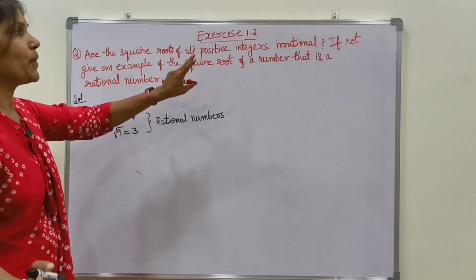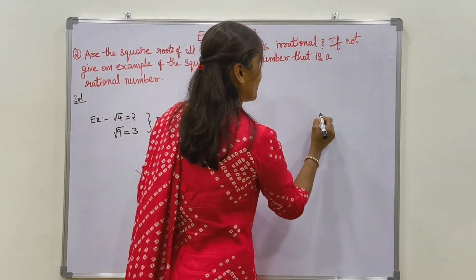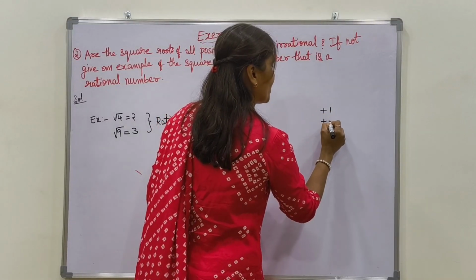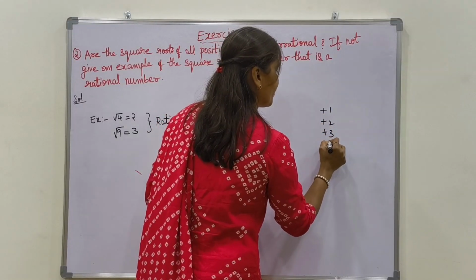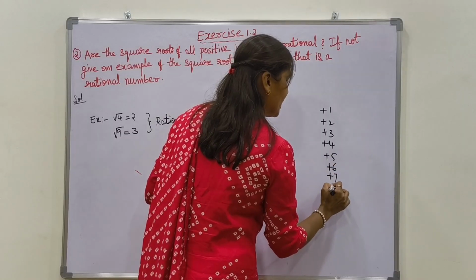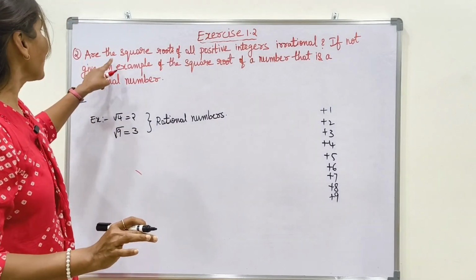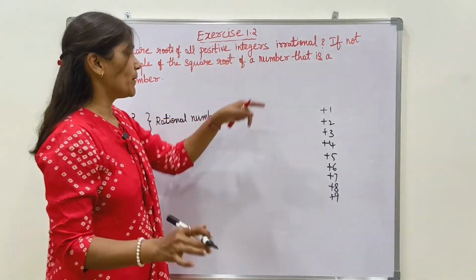Are the square roots of positive integers irrational? Where to start? Positive integers. Positive integers means 1, 2, 3, 4, 5, 6, 7, 8, 9; these are all the positive integers. He is asking about the square root of all positive integers.